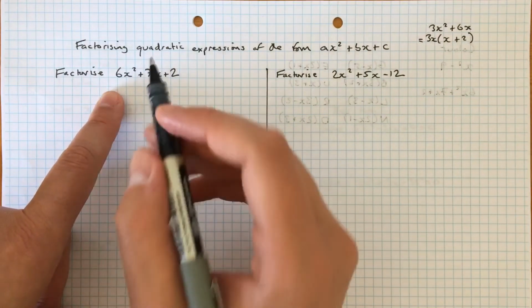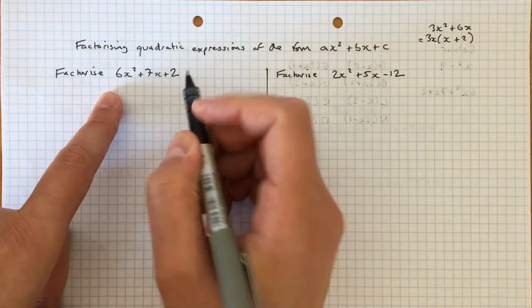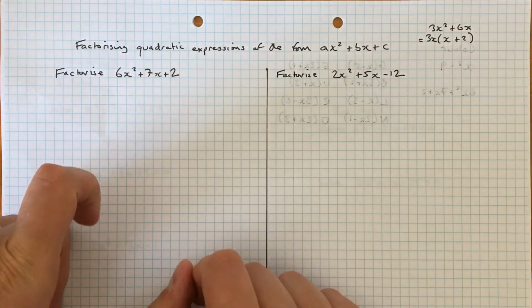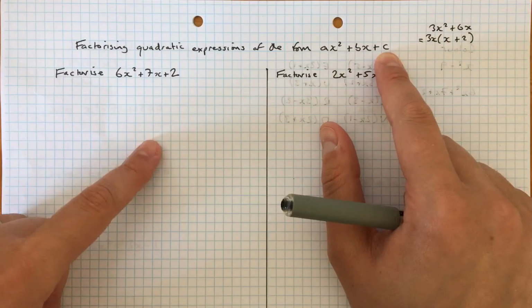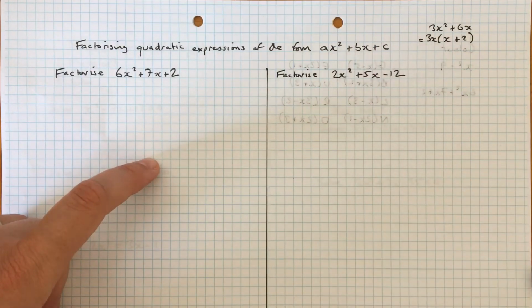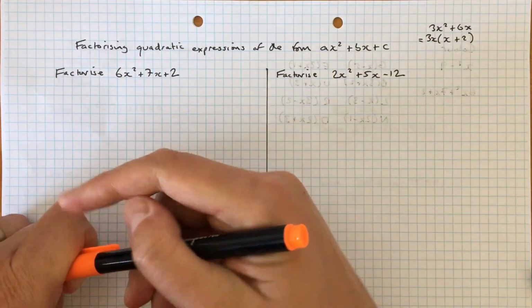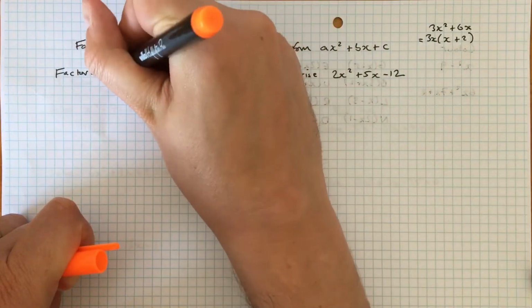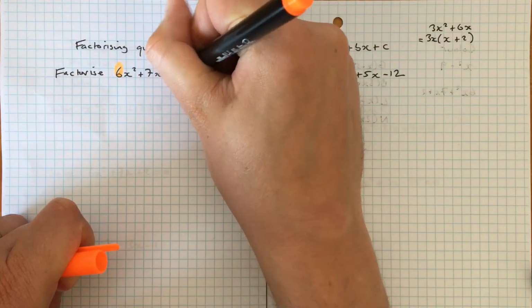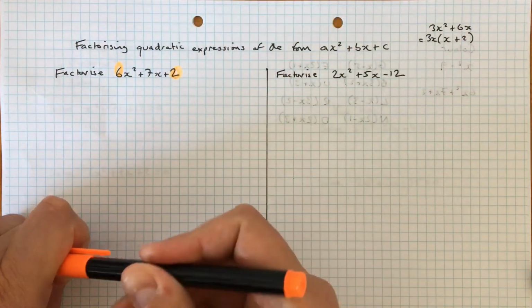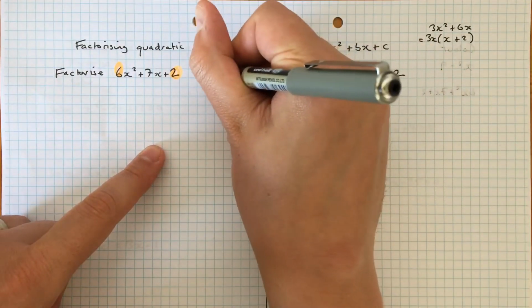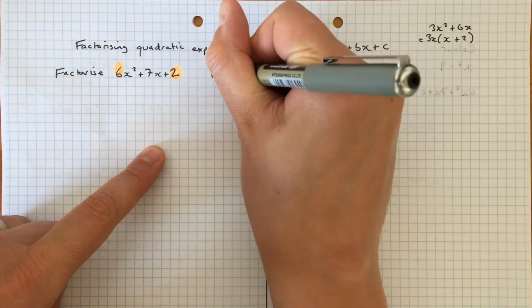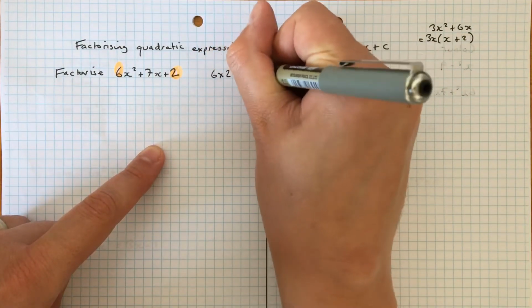Okay, so the first thing you're always going to do when you've got something like this is you're going to look at the value of a and the value of c. Now what I mean by that is the number in front of the x squared and the number by itself at the end. So I'm just going to make it clear what I mean there. So I've got a and I've got c, my first number and my last number if you like. And what I'm going to do is multiply those two numbers together. So I'm just going to do this at the side. I'm going to do 6 times 2, which is 12.